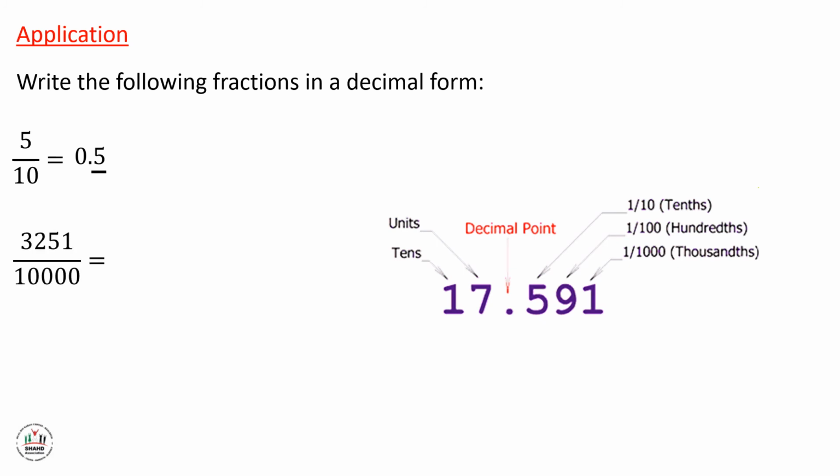Let's try to solve this example. 3,251 over 10,000. So we have four zeros in the denominator, so we put four dashes. To the left of these four dashes, we put our decimal point. And we start writing the numerator from right to left. So we start writing 1, 5, 2, 3. And the answer is equal to 0.3251.